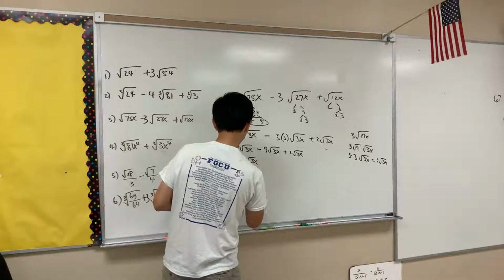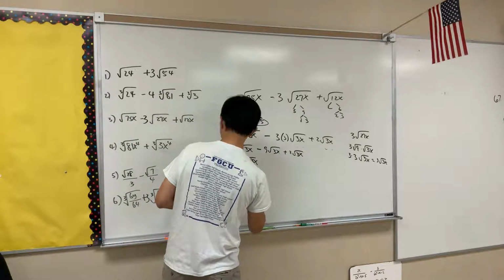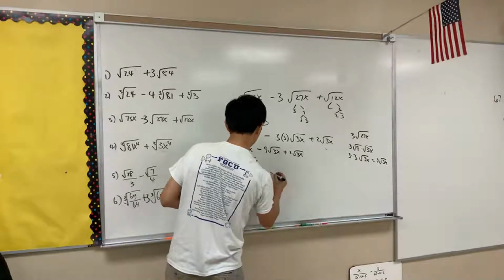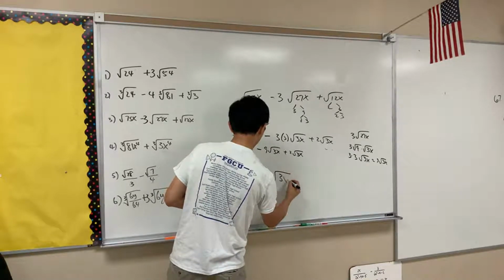When you go to the next one, you get a head start. 3 to the 81, x to the 4th, plus the third roots of 3x to the 4th.